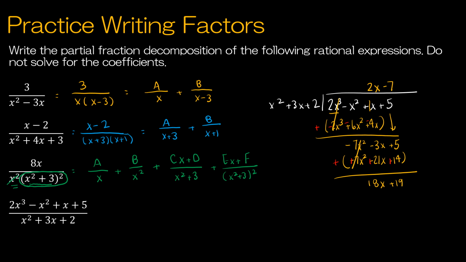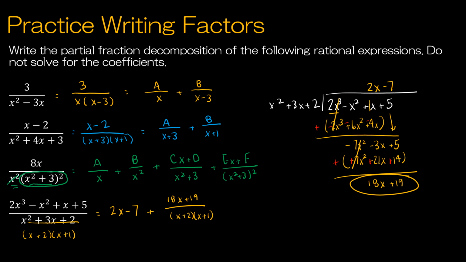So what I have is this turns into 2x minus 7. And then I've got the remainder of plus 18x plus 19 divided by, and instead of x squared plus 3x plus 2, I'm going to factor that into x plus 2, x plus 1.